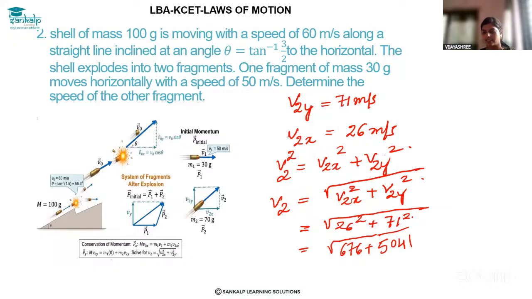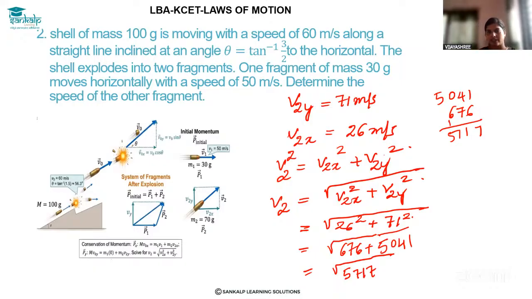So 676 plus 5041, which is equal to 5717. So v2 is equal to the square root of 5717. The square root of 5717 is 75.6.